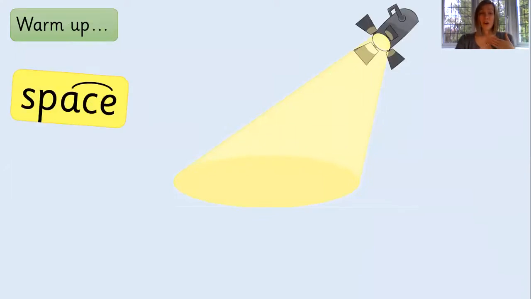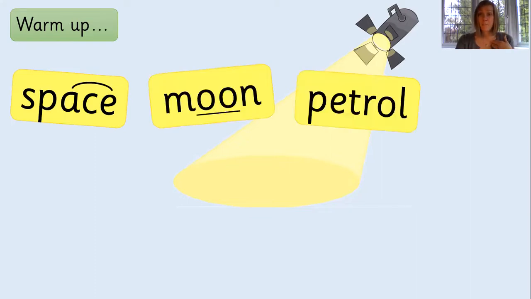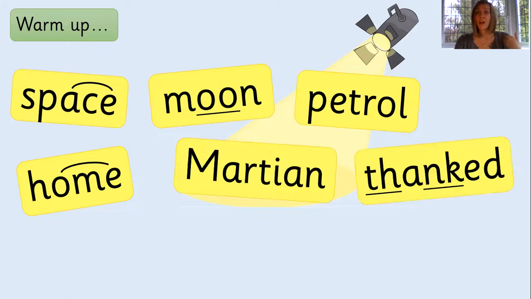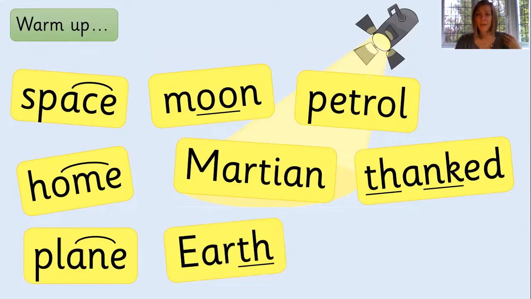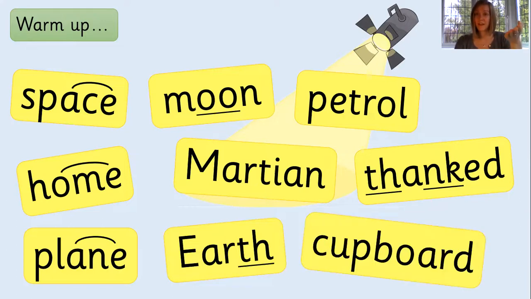Space. Good job. Can you see that split A? Let's keep going. Moon. Petrol. Home. And remember, home has the split O. Let's keep going. Martian. Thanked. Did you stick your tongue out? Let's try it again. Thanked. Good job. Plane with our split A. Earth. And the last one, cupboard. Cupboard is our compound word. Remember, 2 words, and if we squish them together, it makes a new word.